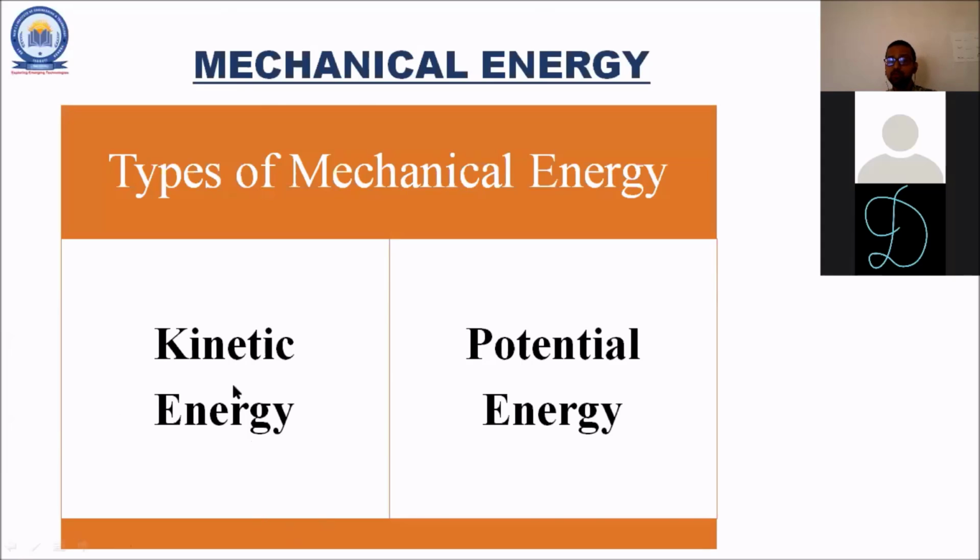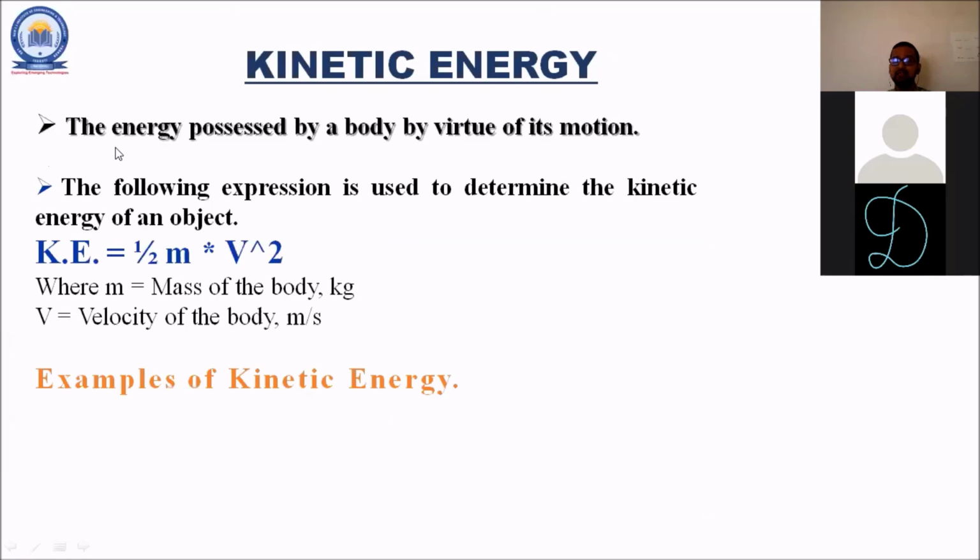There are basically two types of mechanical energy: the kinetic energy and the potential energy. The kinetic energy is the energy which is possessed by the body by virtue of its motion. So whenever a body is in motion or moving, we say that the body is possessing kinetic energy.